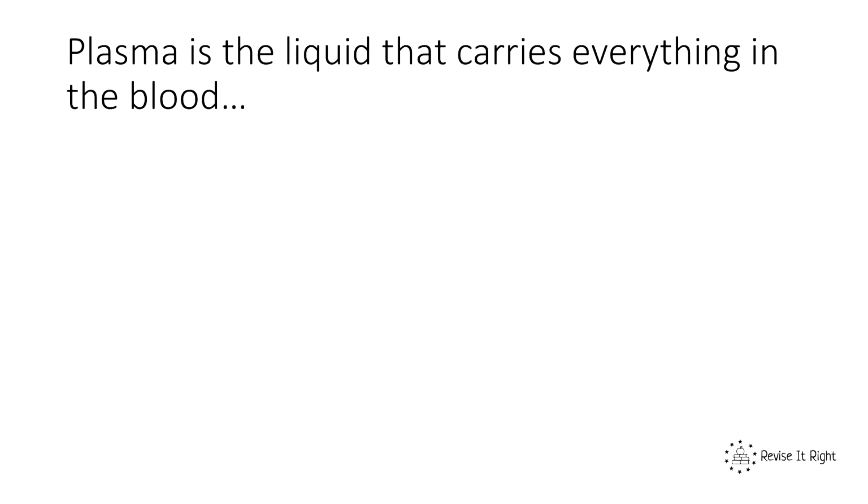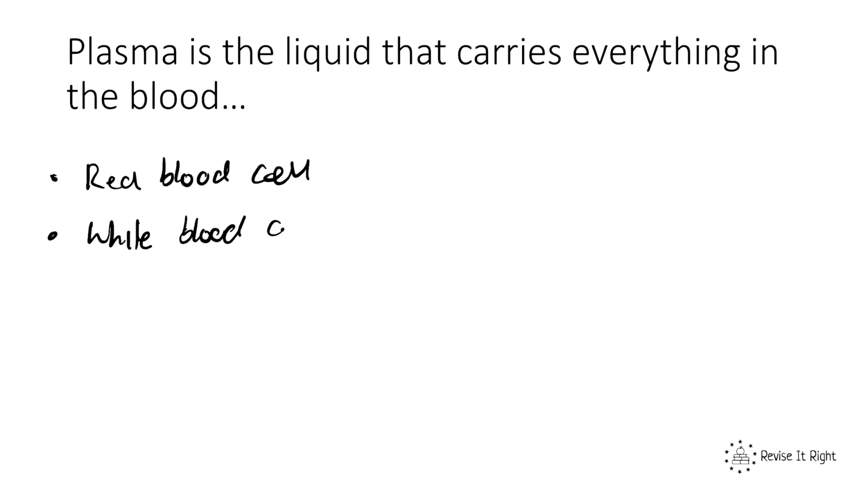So plasma is the liquid that carries everything in the blood. Now it's actually a sort of straw-coloured, yellowy-coloured liquid, so not the red that you would probably imagine it to be, and it carries everything in the blood. And when we say everything, we mean all those that we've just talked about there, so the red blood cells, the white blood cells, and the platelets. But also it carries much, much more than that.